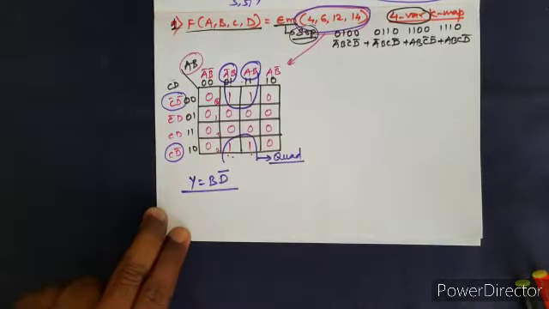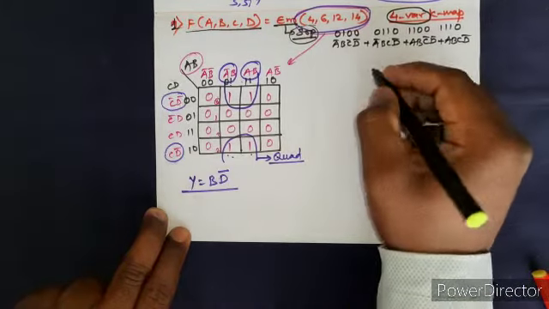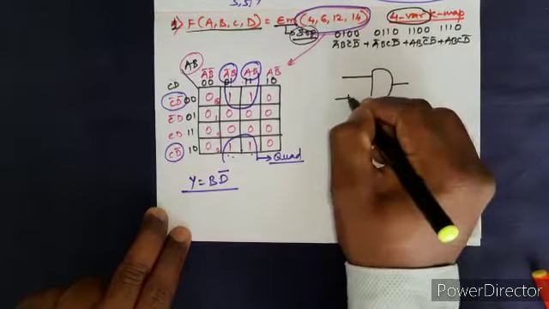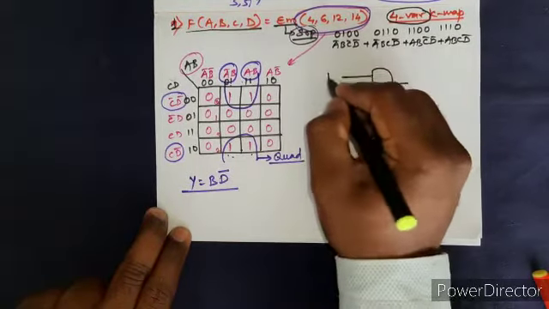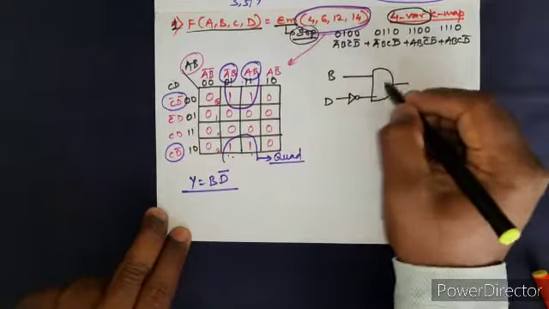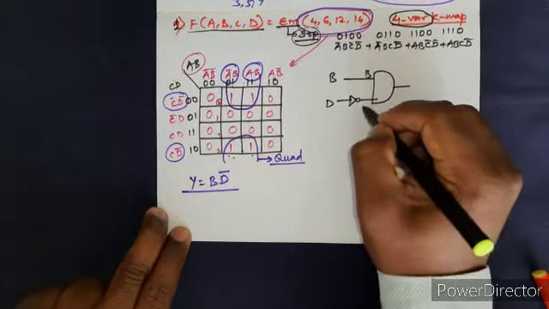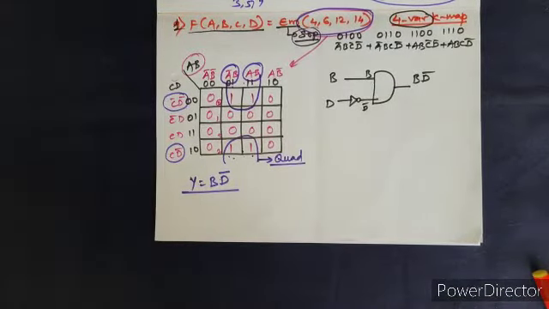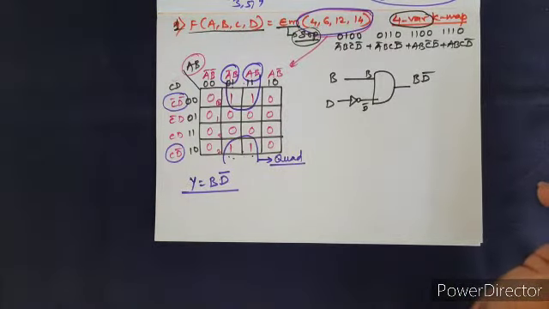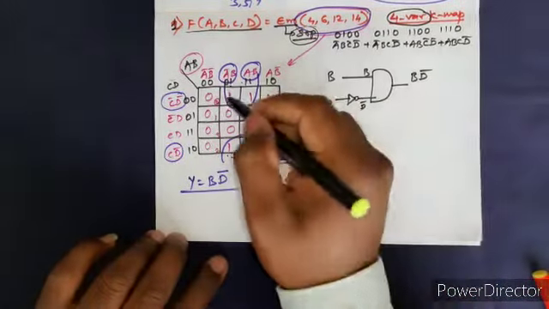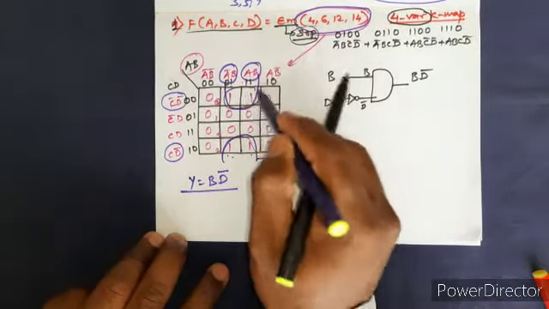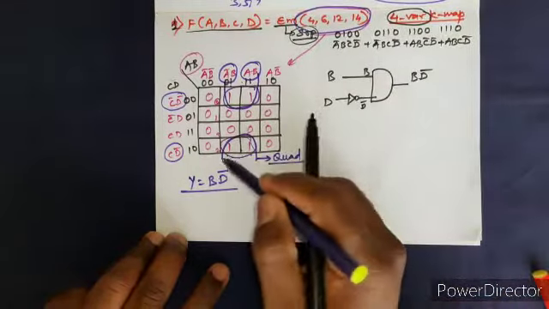And if it is asked to implement, then it's quite easy. Since this is an AND gate, this is B and this is D, so this is B D. Here we have B, here we have D bar, and this is B D bar. It is as simple as that, right? So this is one case, where we are trying to see how groups are formed, and instead of pairing you can go for a quad.